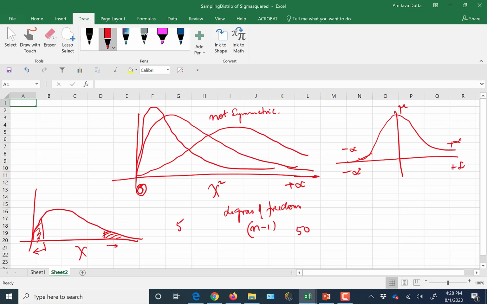The analysis in terms of geometry is exactly the same, but since this is not a convenient shape to calculate by hand, you would have Excel do the area calculations for you, just like you had for the normal distribution. And just like you had norm dist and norm inverse, for the chi-squared distribution, you have chi dist and chi inverse. Those are the two built-in Excel functions to deal with the chi-squared distribution.